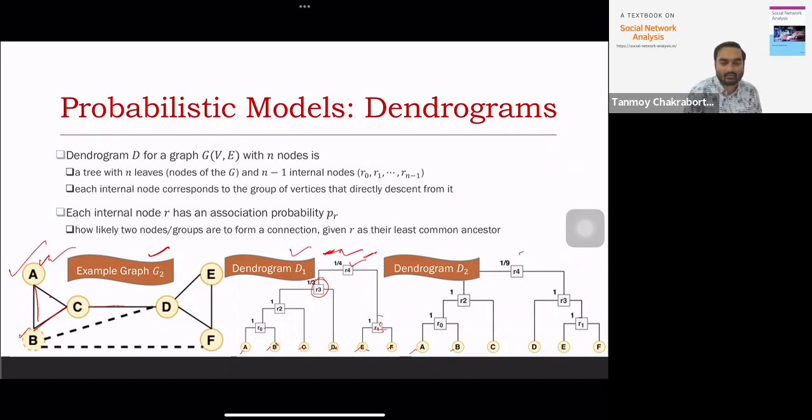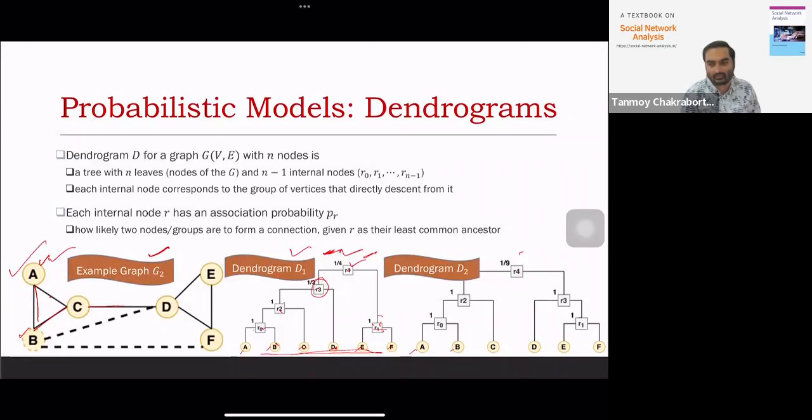What I'm saying is that given a set of nodes, one can have exponential number of such dendrograms possible, right? Because you have n number of leaf nodes, so n minus 1 number of internal nodes are there because it's a tree, right? You see here 1, 2, 3, 4, 5, so 5 internal nodes. You can create these 5 internal nodes in different ways, right? For example, you can connect A and C first, and then B and D first, and so on and so forth, right?